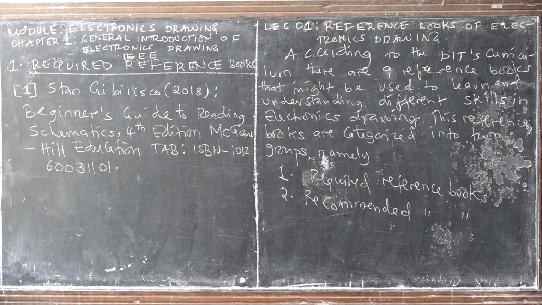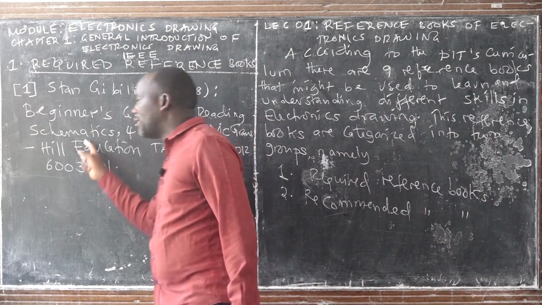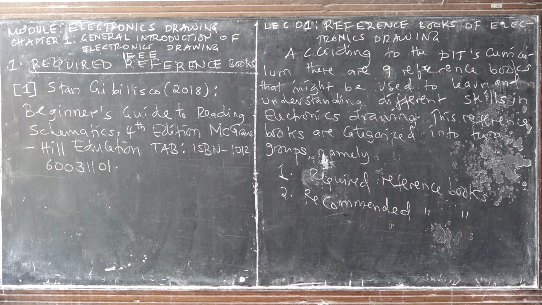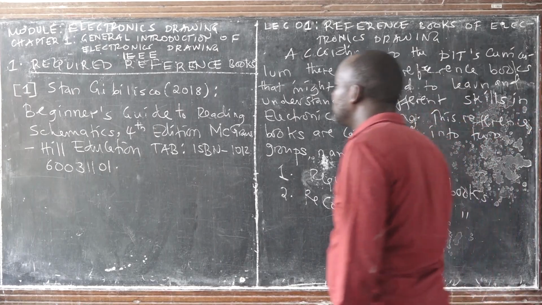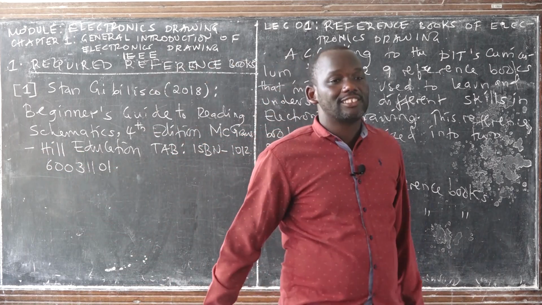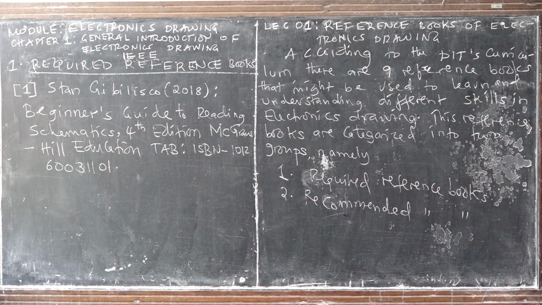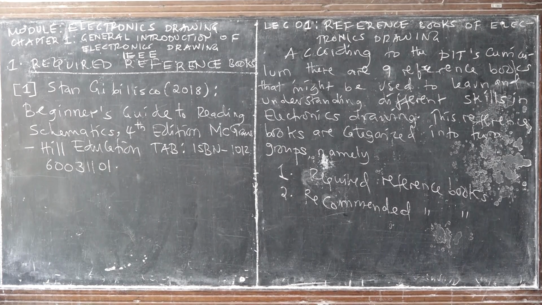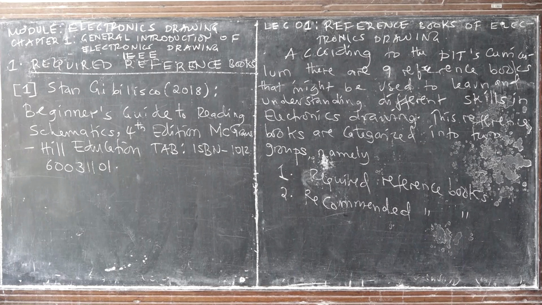So the name of the book is The Beginner's Guide to Reading Schematic. Say it: Beginner's Guide to Reading Schematic. Remember that one of your classmates asked me what schematics means. So for the second time you find that word, and I told you, you should not worry about that particular topic. And I like it so much. I don't know about you, whether you like it or you hate it.